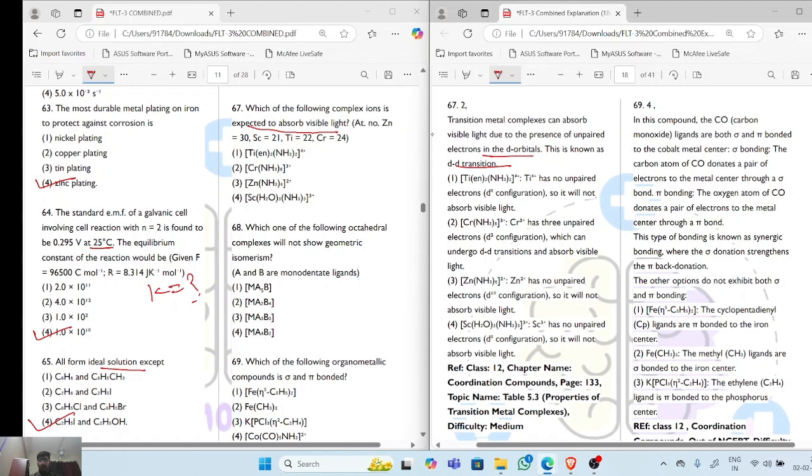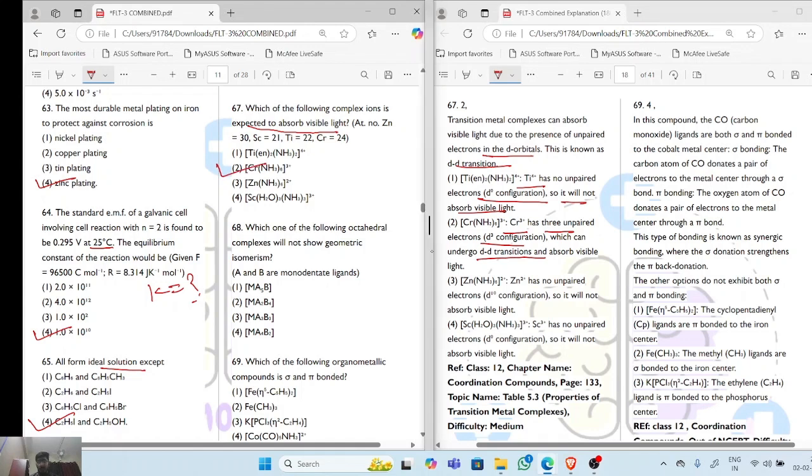Okay, so in option number 1 we have titanium, two molecules of en, and two molecules of ammonia. The oxidation state of titanium is 4 plus, which means no unpaired electrons, a d0 configuration, so it will not absorb light. First of all we will find the oxidation state, then we'll find the number of unpaired electrons. So Cr is plus 3, which means 3 unpaired electrons in a d3 configuration, which can absorb light and undergo d-d transition. So option number 2 is our correct answer.